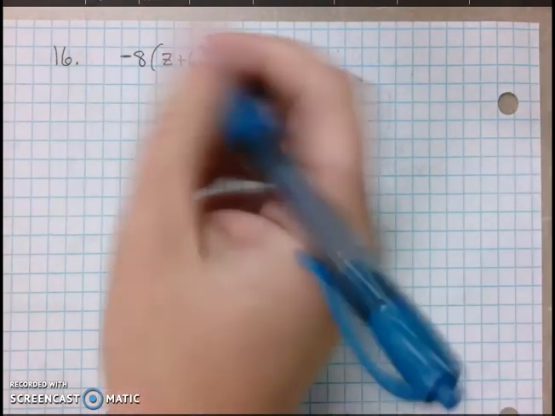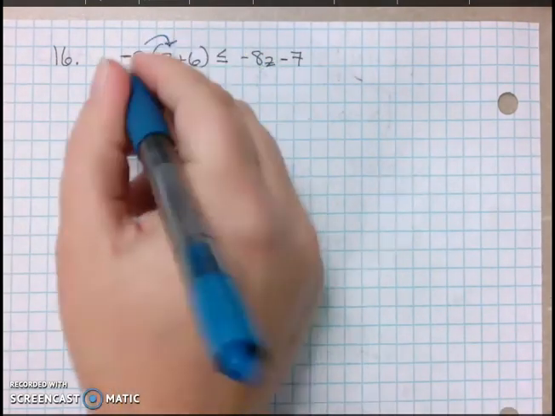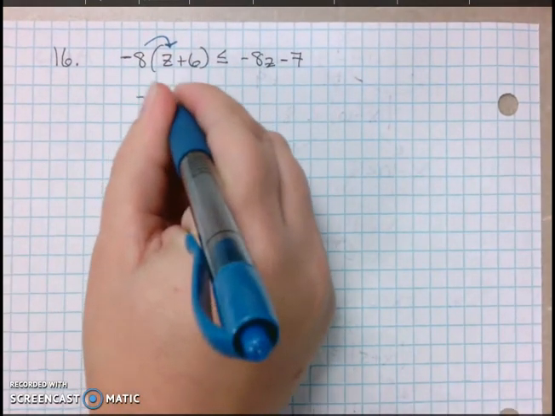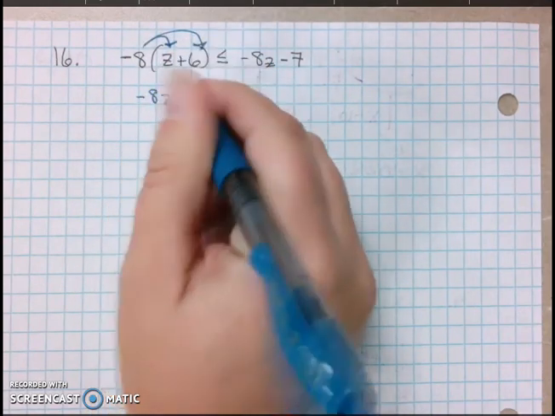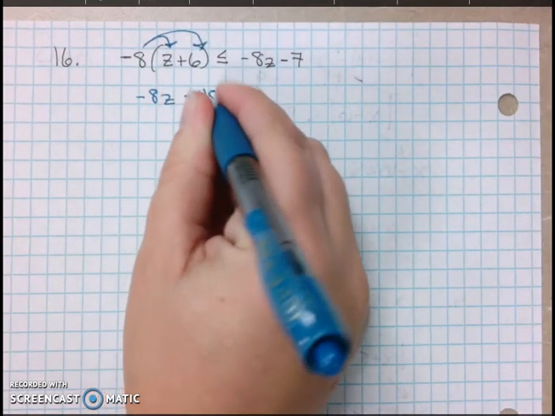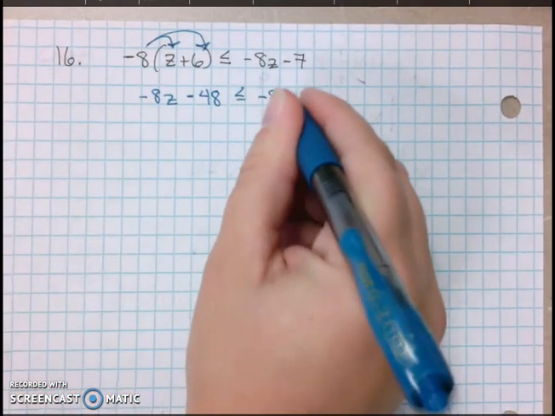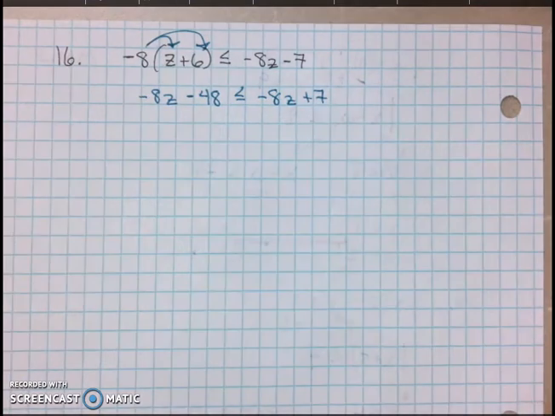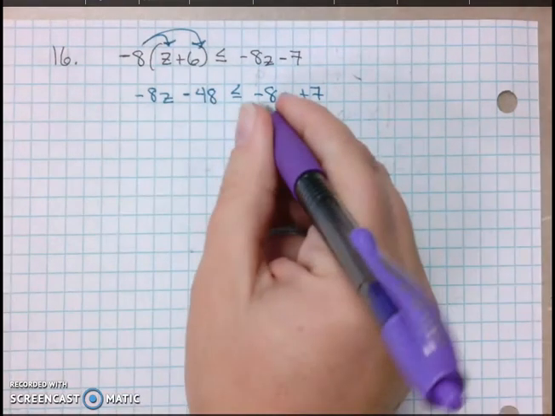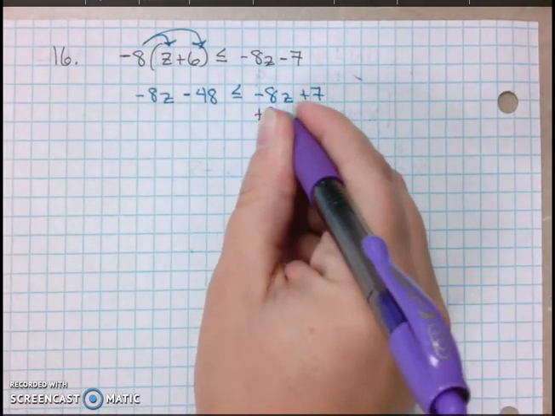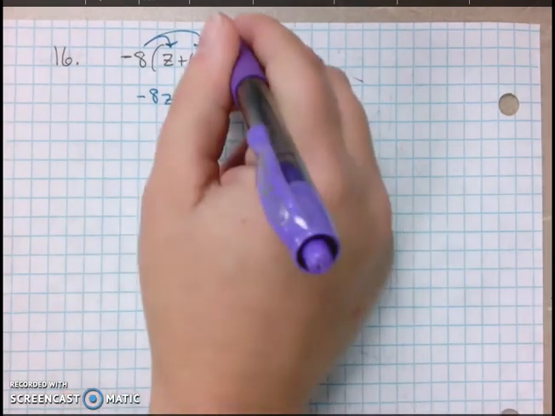We got the distributive property here, so let's do that first. Negative 8 times z is negative 8z, and negative 8 times 6 is negative 48. So make that negative now as our subtraction, that's our operation. Now I see I have z's on both sides of the equation, so let's move them to the left. This is negative 8, so I got to add 8. I do that to both sides of our inequality.